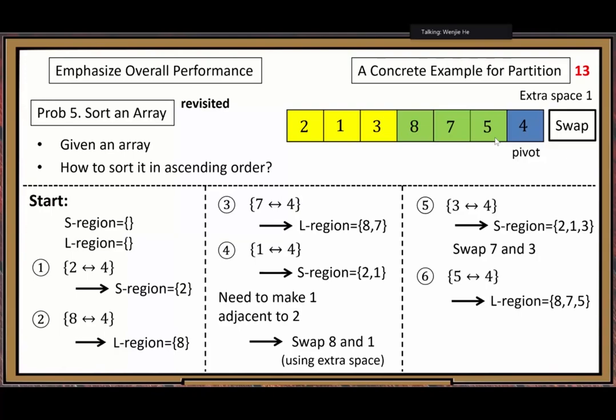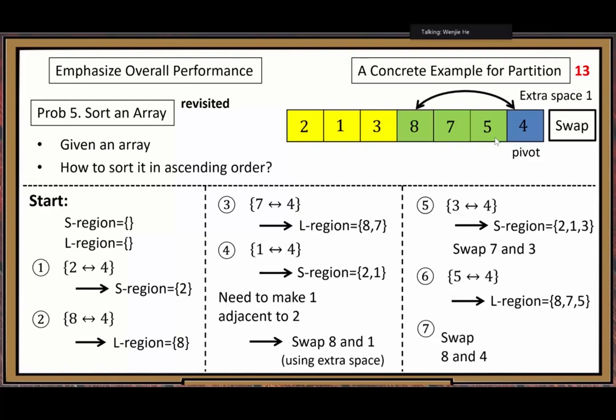Because in one of our homework questions, I ask you to count the number of swaps. Then you need to really consider the location. So, what time do you need to swap? What time do you not need to swap?